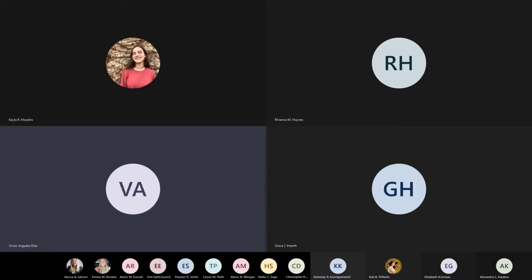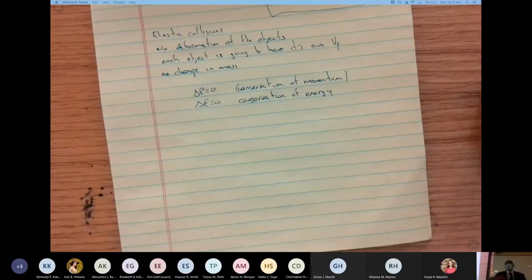Also an example of elastic collision. Molecules in a gas, when they're colliding with each other, are another example of elastic collision. So you can simulate them as elastic collisions. Now you're going to hear me go between perfect elastic collisions and elastic collisions.